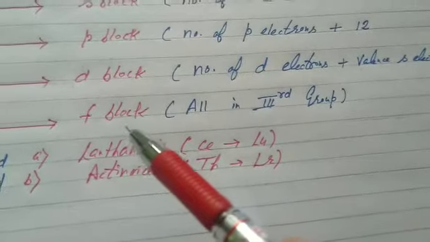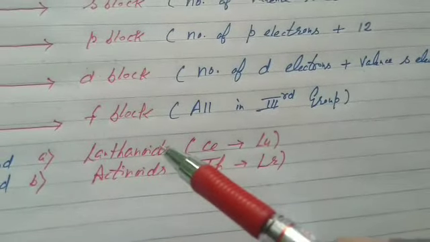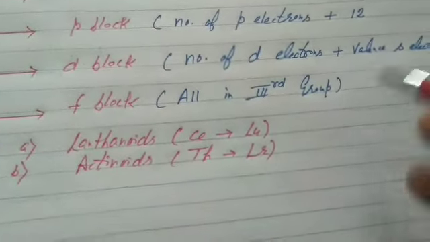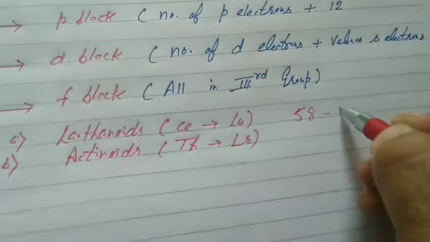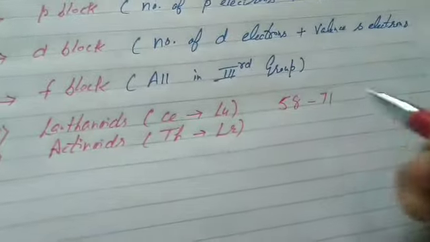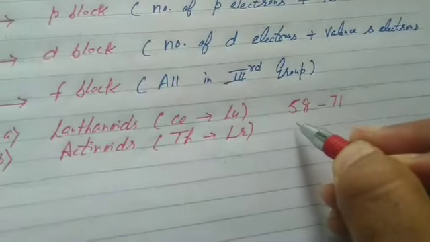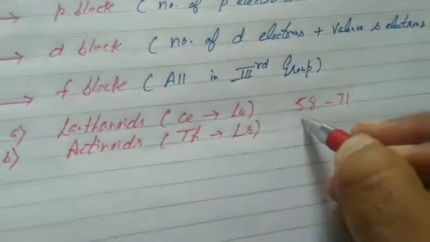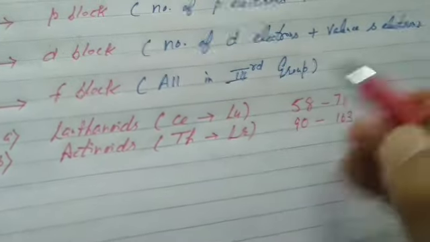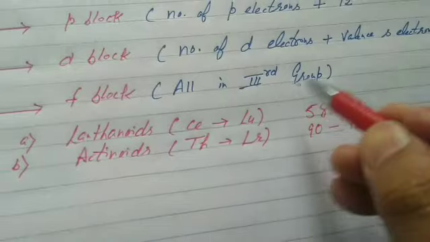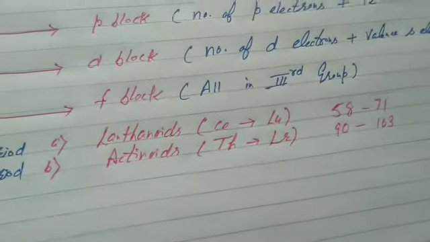And for F block, all F block elements, either they are lanthanoids or actinoids. Students, lanthanoids start from 58 and proceed up to 71. Actinoids in the same way start from atomic number 90 and proceed up to 103. All of them by convention belong to the third group.